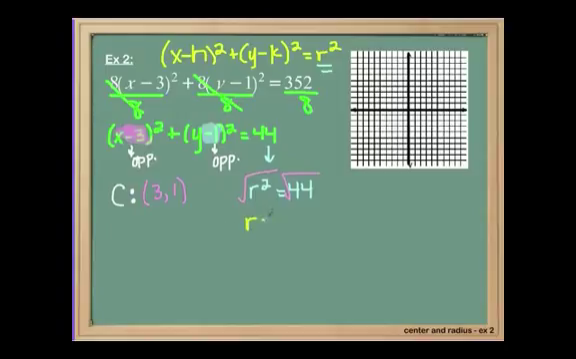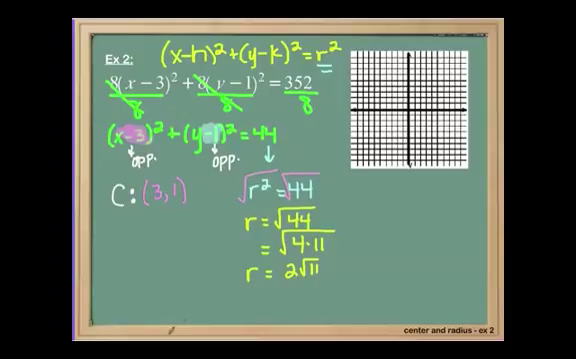But we know that we can break down the square root of 44. Remember, we never leave those radicals unsimplified. So I can rewrite this as 4 times 11, or you can make a factor tree either way, which is going to give me 2 root 11 as my radius.